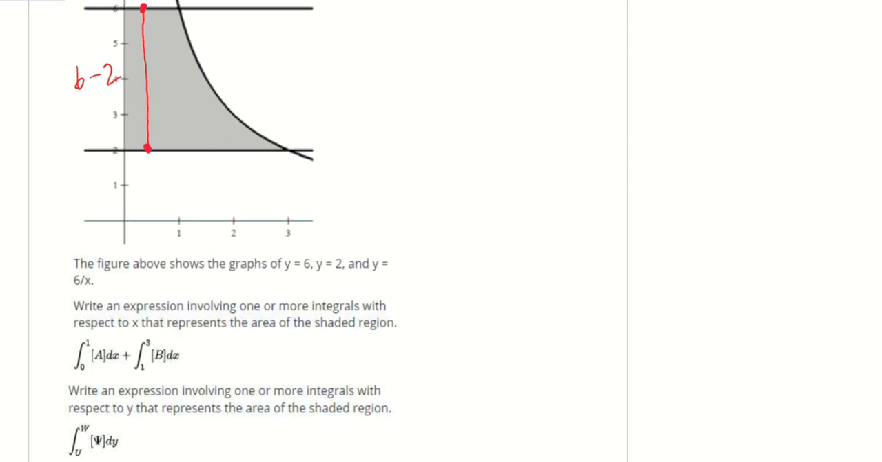And then after this point, where what's on top changes, I'm going to have top minus bottom being y equals 6 divided by x minus bottom is y equals 2. So that would be b equals 6 divided by x minus 2. If I wanted to write one or more integrals, well, I'll actually write this out.